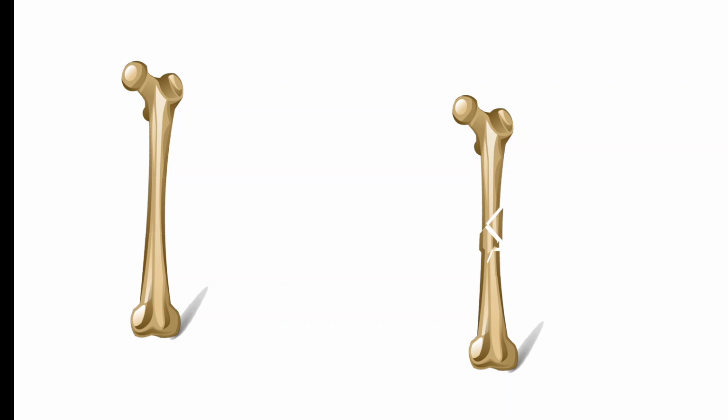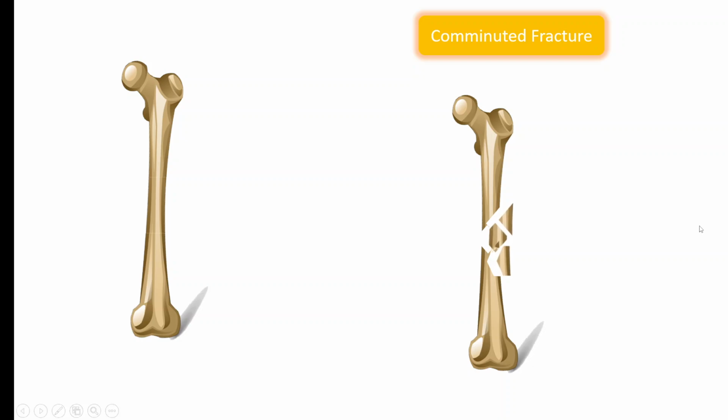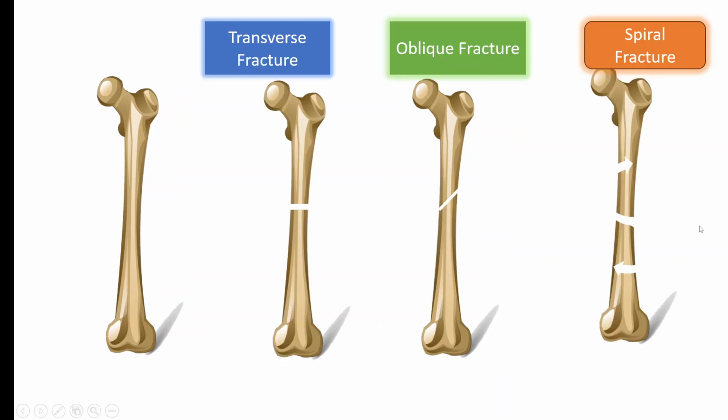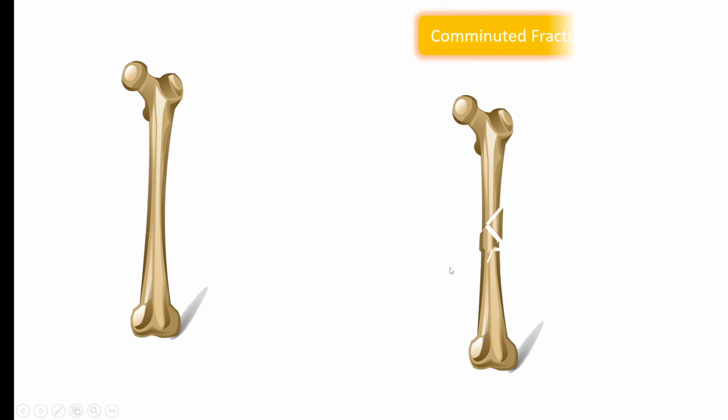And fourth is the comminuted fracture. So previously we saw that whenever there is a fracture, we have at least two fragments of the bone, the proximal fragment and the distal fragment. But whenever there are more than two fragments after the fracture, then we call it a comminuted fracture. So in this picture you can see there are so many fracture fragments.